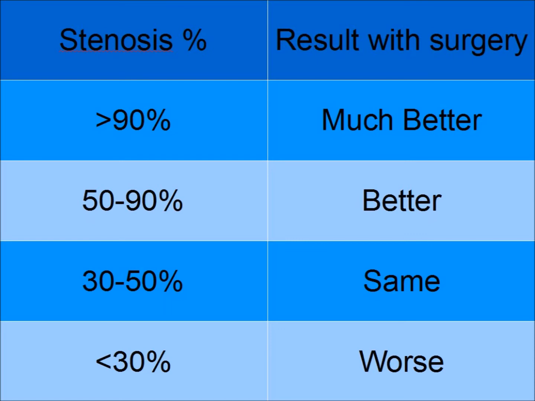The categories were greater than 90%, 50 to 90%, 30 to 50%, and under 30%. The indication for surgery is a function of the index, being strongest in the over 90% category, persuasive in the 50 to 90% category, in equipoise in the 30 to 50% category, and negative in the under 30%.